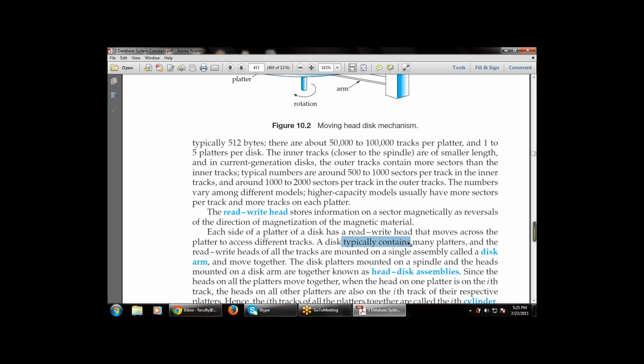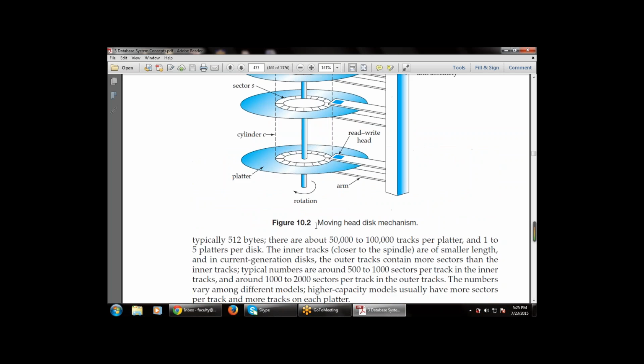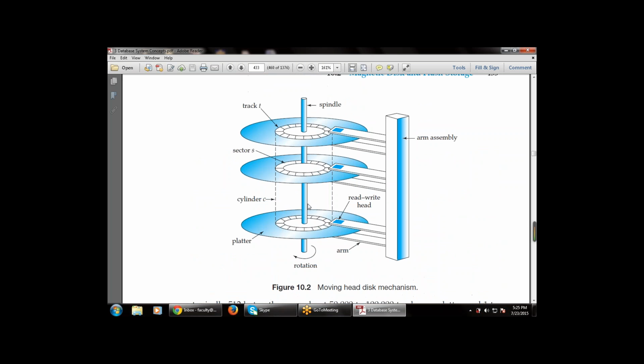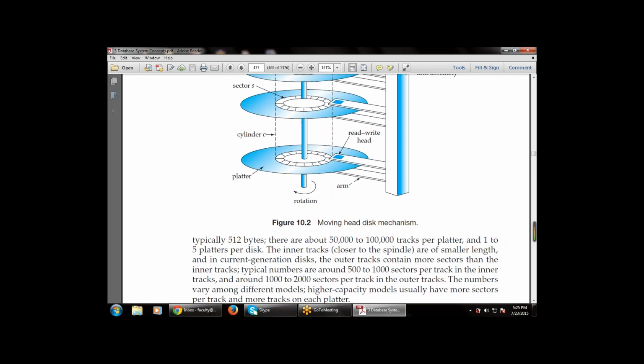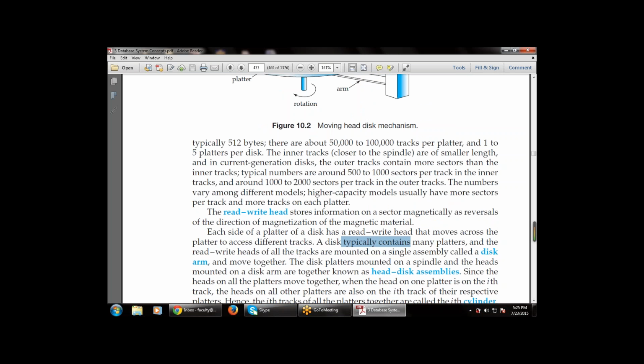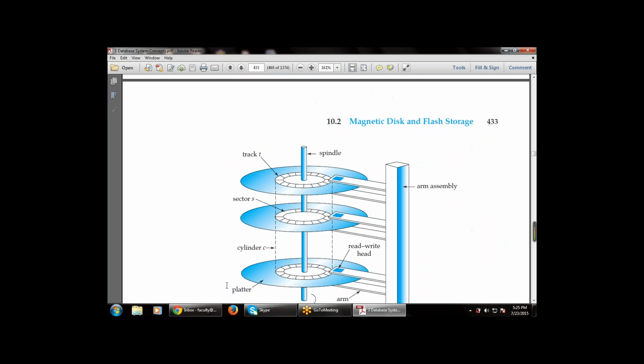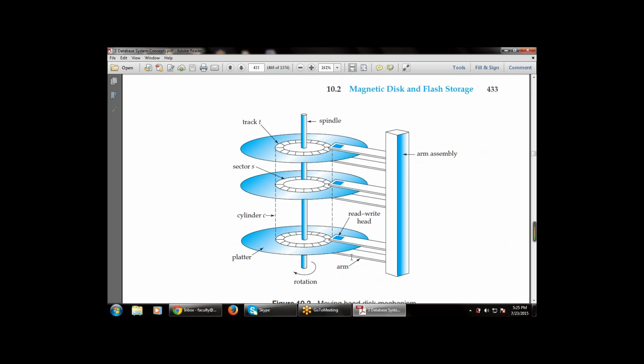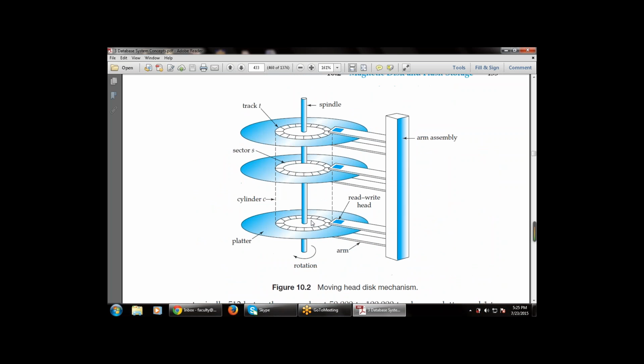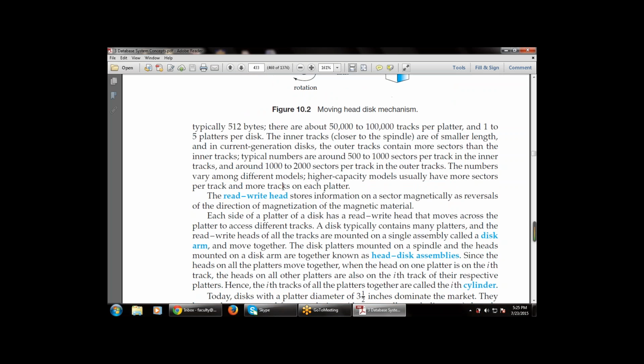A disk typically contains many platters. So this is a disk that contains many platters. These are examples of three platters, but we can store n number of platters within a magnetic disk. The read-write heads of all the tracks are mounted on a single assembly known as a disk arm and move together. This is the disk arm. Each side of the platter of a disk has a read-write head.